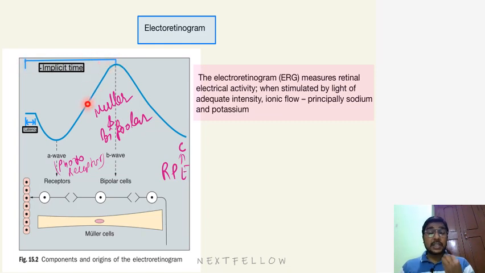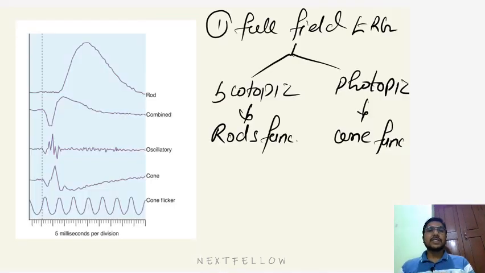Why am I giving you the latency and the implicit time? Because these are the parameters measured in the electroretinogram. So that's why it's very important to understand this. Coming to the important thing, this photo I have just made for completeness, nothing to be remembered, this complex photo.